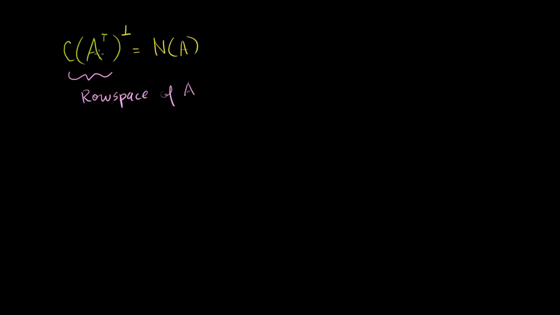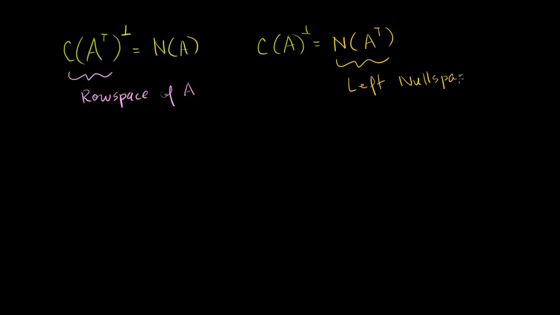And essentially the same result, if you switch A and A transpose, we also learned that the orthogonal complement of the column space of A is equal to the left null space of A, which is the same thing as the null space of A transpose. So we could write this just to understand the terminology. That's the left null space, which is the same thing as the null space of A transpose.